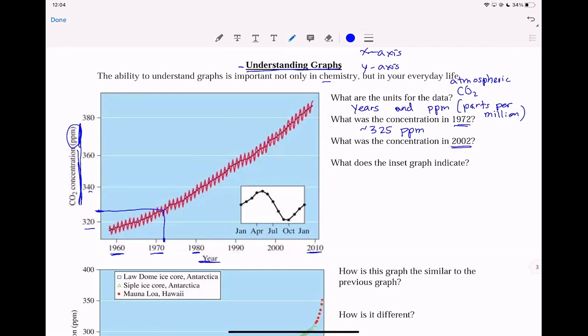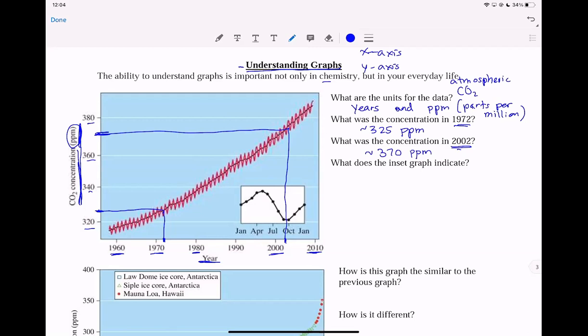How about the concentration by 2002? So again, you got to go to the year on the x-axis and closer to 2000 than 2010. So I'm going to go to about here, skipping over that inset graph, and then come on over and see that it's between 360 and 380, kind of in the middle, so about 370 parts per million.